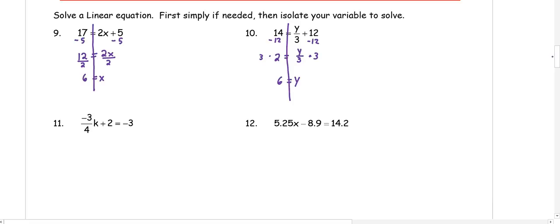Number 11, -3/4 k plus 2 equals -3. So my first step is to see what is being added or subtracted. We're adding 2. So we're going to subtract 2 from both sides. -3/4 k equals -5. Then there's a fraction. Remember, to get rid of fractions, we multiply by the reciprocal. So I'm going to multiply both sides by -4/3.